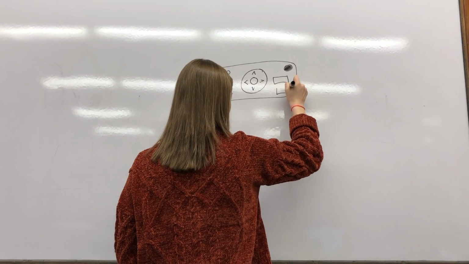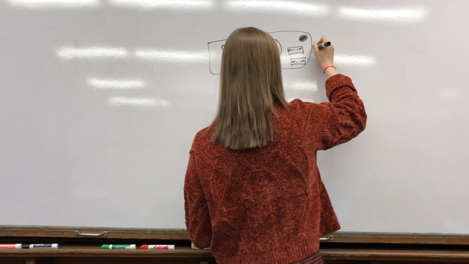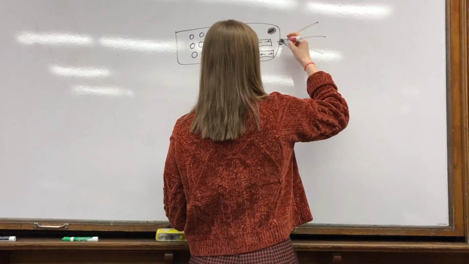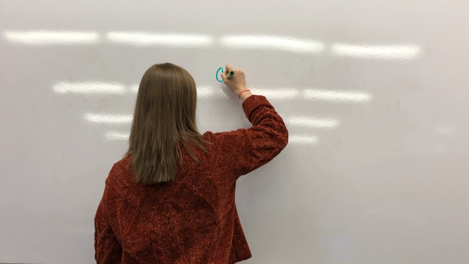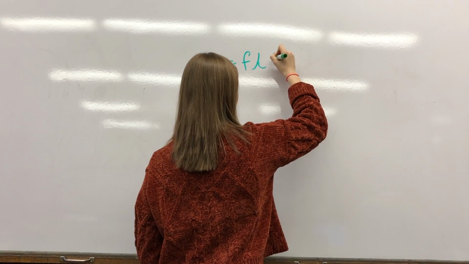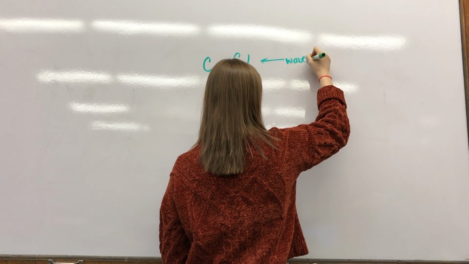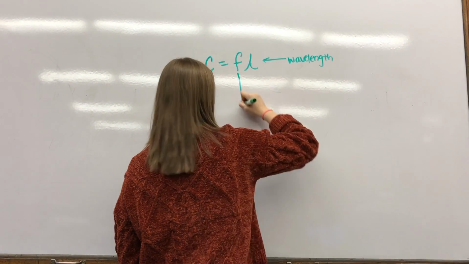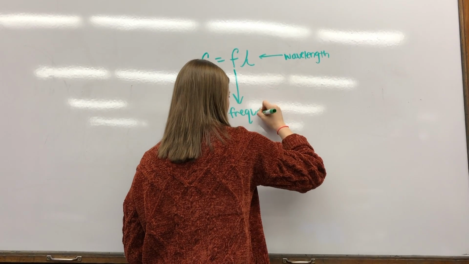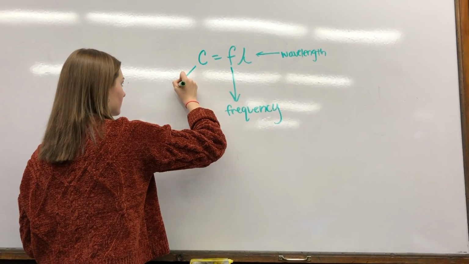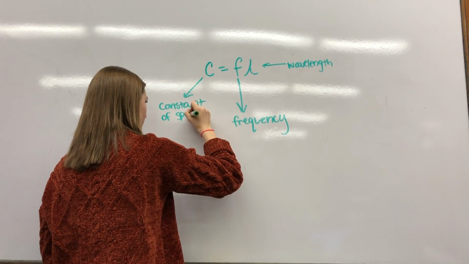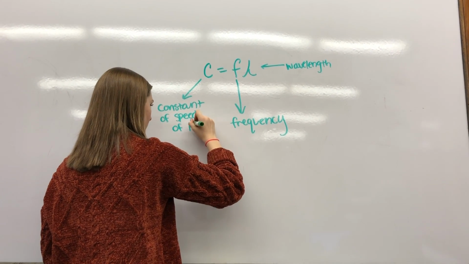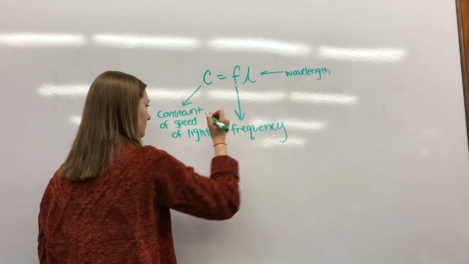Looking on a controller, the light at the top of the remote sends infrared rays to the television. Using the speed of light equation, we can solve for the frequency of infrared light between a remote and a TV. The equation is C equals F times wavelength, where wavelength is represented as lambda, F equals frequency, and C is the constant speed of light.